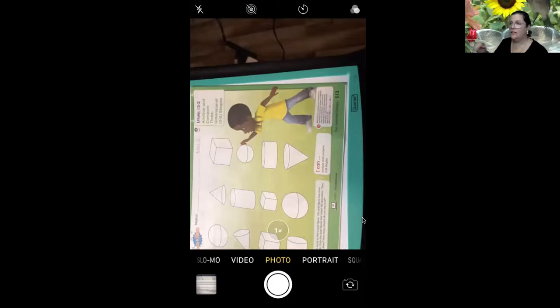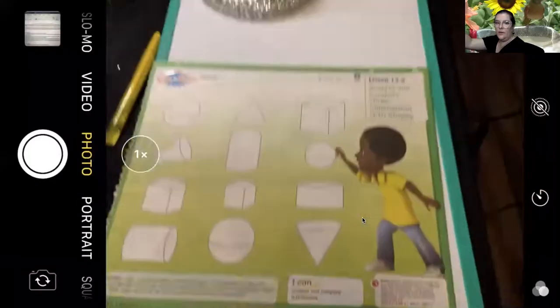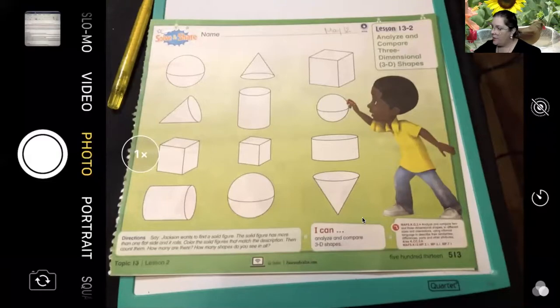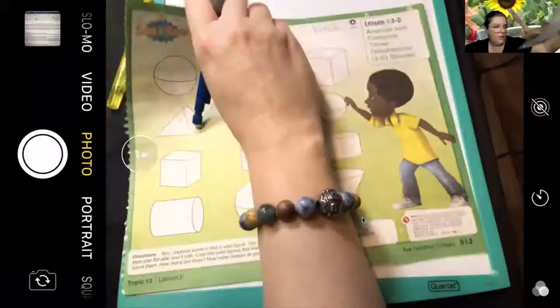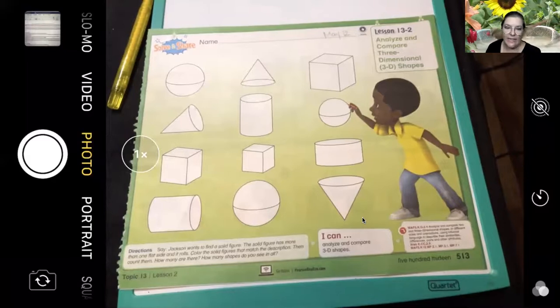So today you will need your Envisions math book. Turn to page 513 and I'm going to share my screen so you can see that. So 513 is what we're going to start on today. I'm going to pull out the pages we're not going to work on today. Okay. So we're going to start here, and we see Jackson, and he wants to find a solid figure.